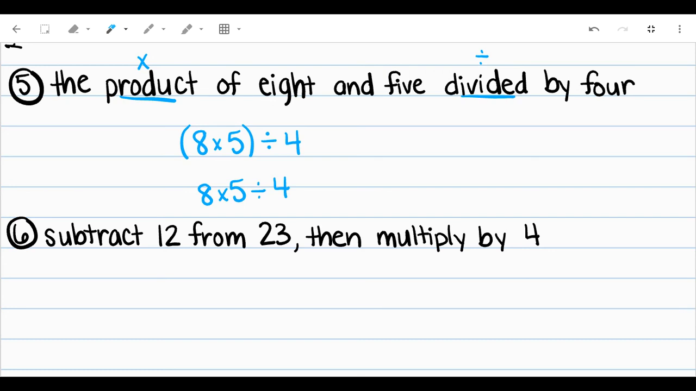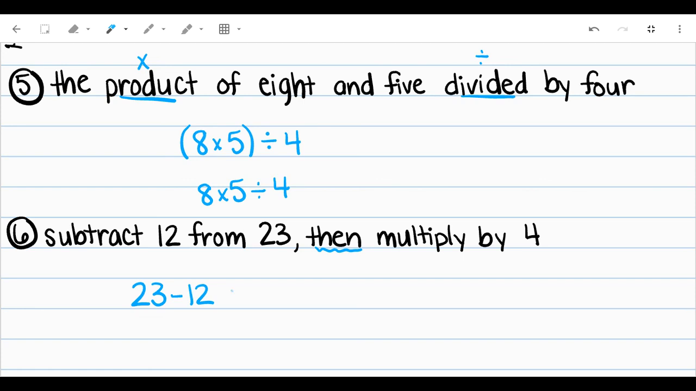Now for the last one, for number 6, it says subtract 12 from 23, then multiply by 4. Well, this word then tells me again I have two parts, a two-step problem. It says subtract 12 from 23. That means I'm taking 12 away from 23. That means I'm subtracting 12. So I'm going to start with my 23, and I'm going to take away or subtract that 12. It says then multiply by 4.